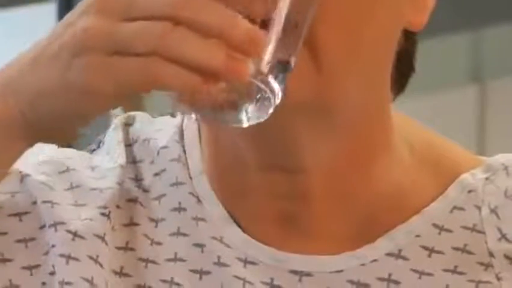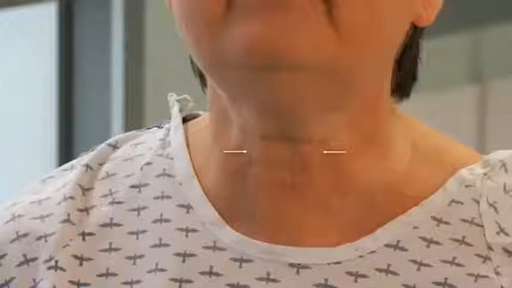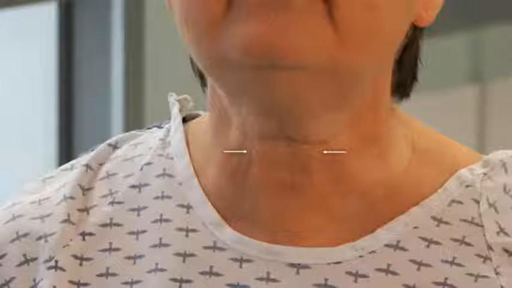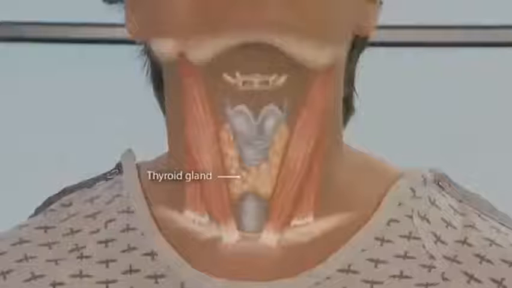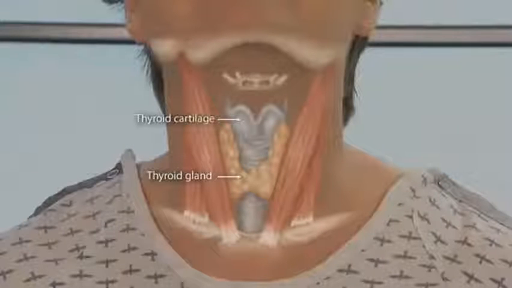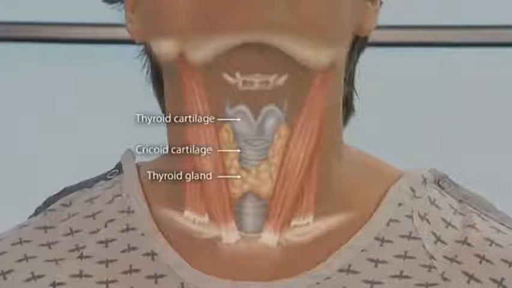Ask the patient to extend her neck back slightly again as she sips some water and swallows. Observe for upward movement of the thyroid gland, noting its contour and symmetry, often a butterfly shape. The thyroid gland, the thyroid cartilage, and the cricoid cartilage all rise with swallowing, then fall to their resting positions.